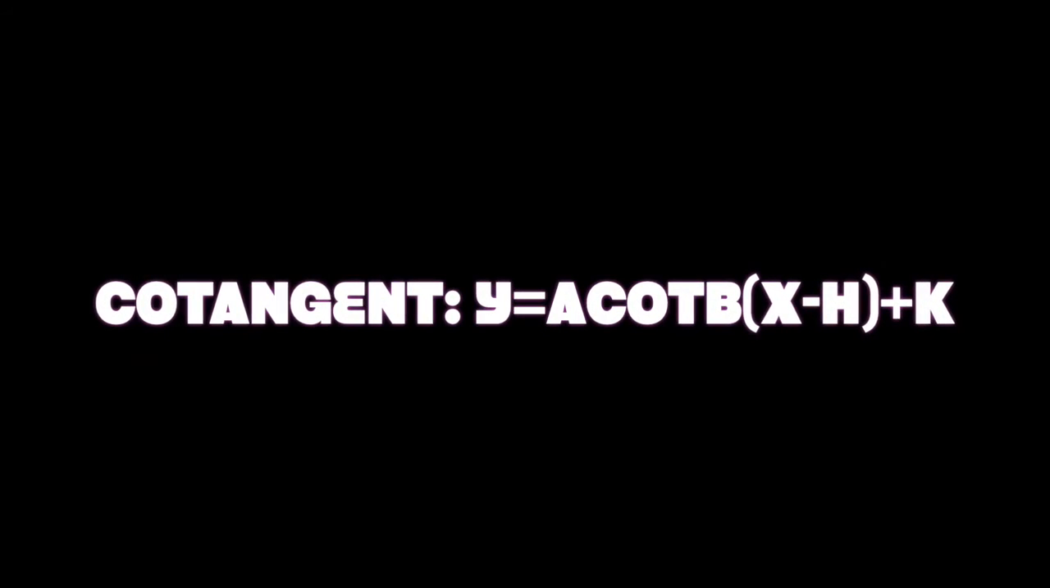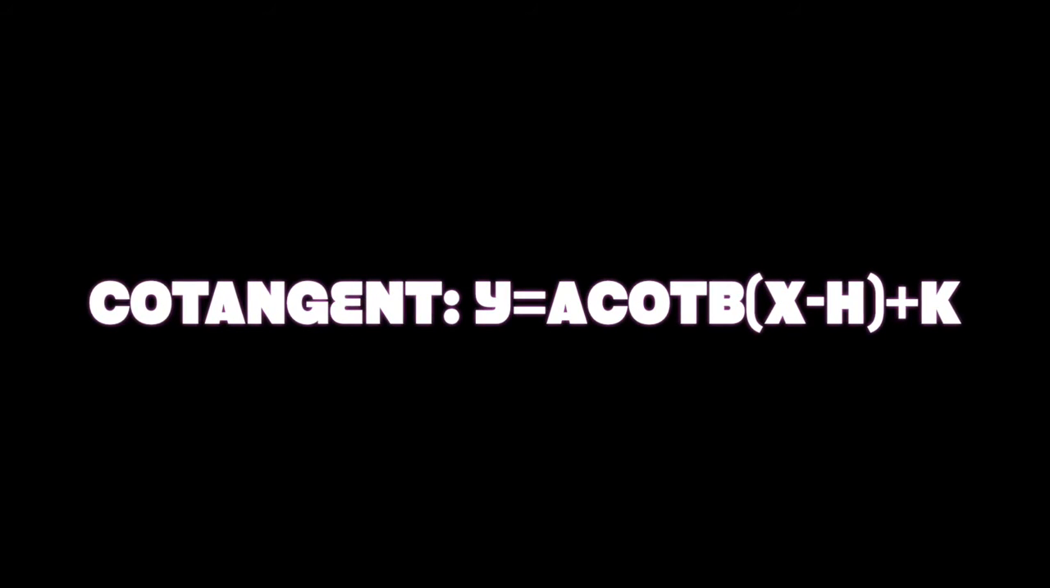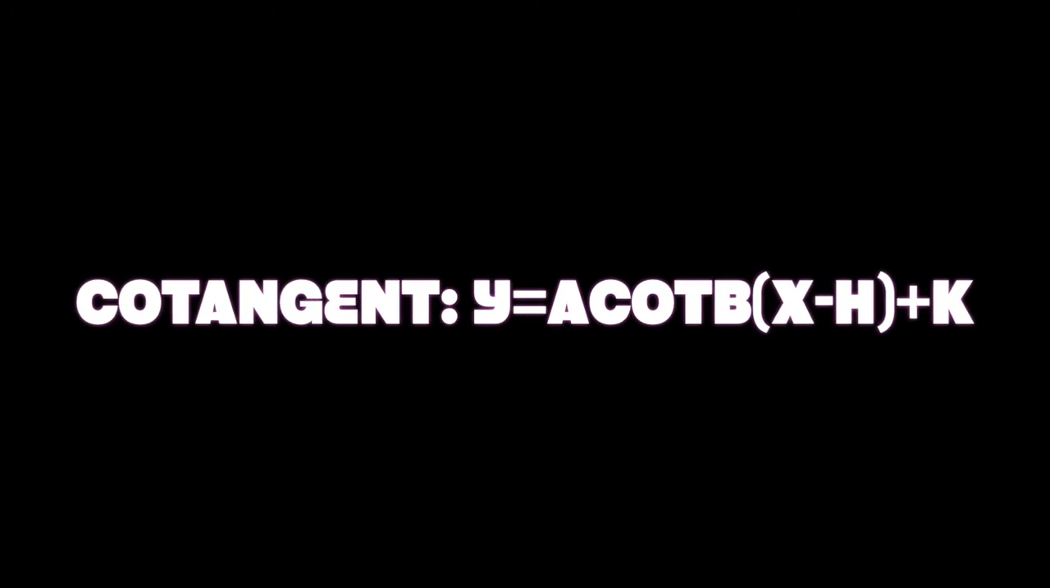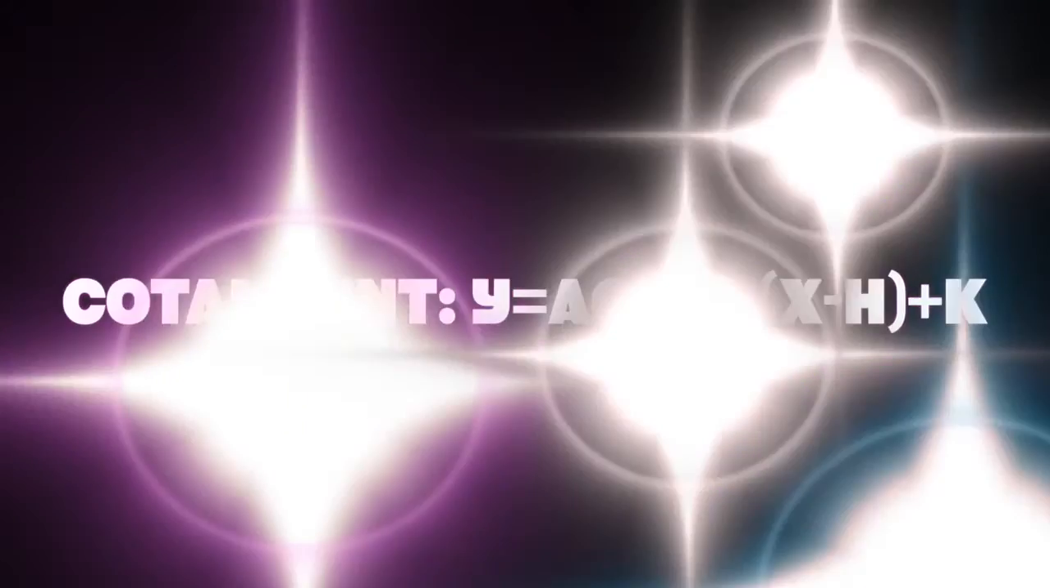The domain of cotangent is all real numbers except for multiples of pi, since sine x equals 0 at multiples of pi, making cosine x over sine x undefined. The range is all real numbers. Cotangent is odd and is symmetric with respect to the origin. Period is pi over b. The x-intercepts are at all multiples of pi over 2. Vertical asymptotes are at multiples of pi.